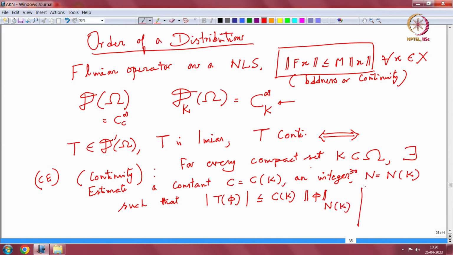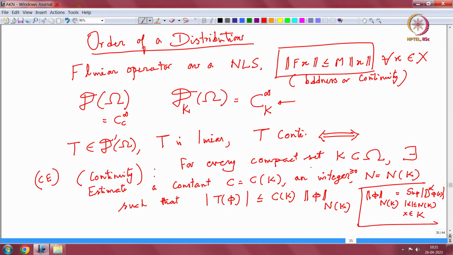Just recall, if you do not remember, that the norm of phi at N_K is nothing but the supremum of D^alpha of phi of x. This supremum is taken over all |alpha| less than or equal to N_K and for all x in K.